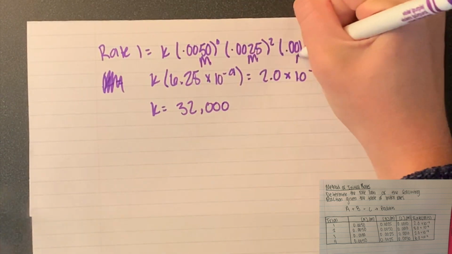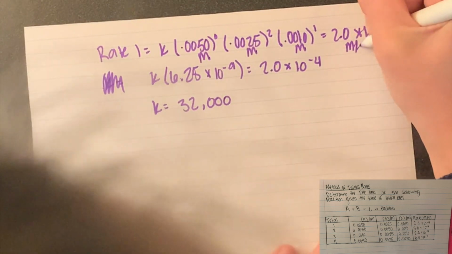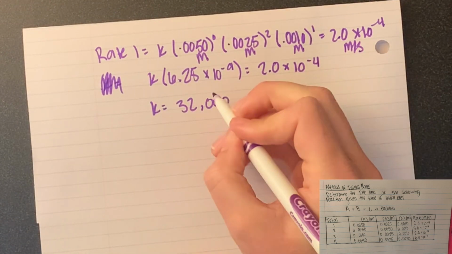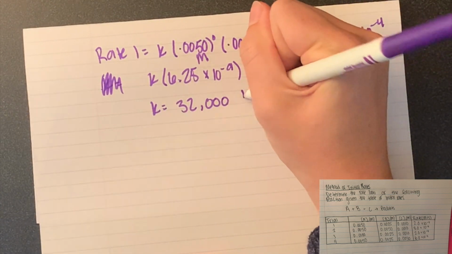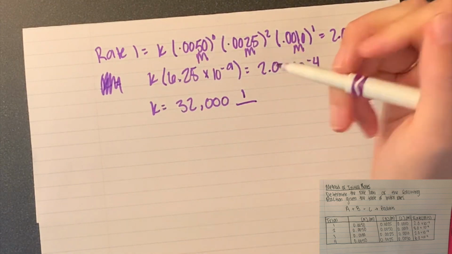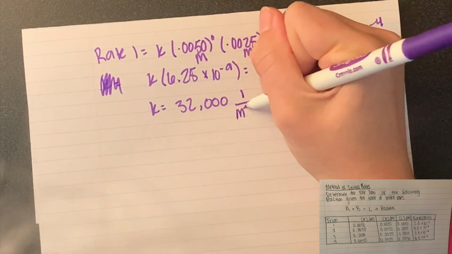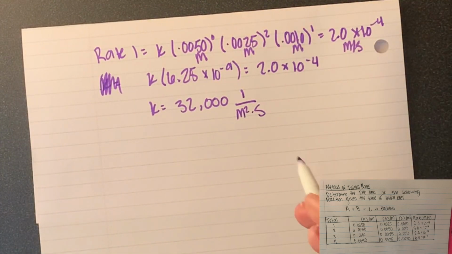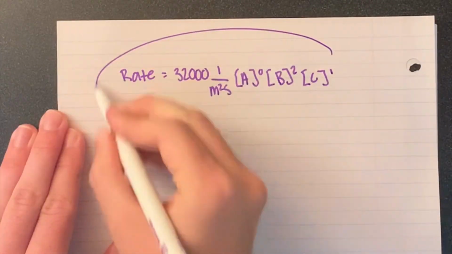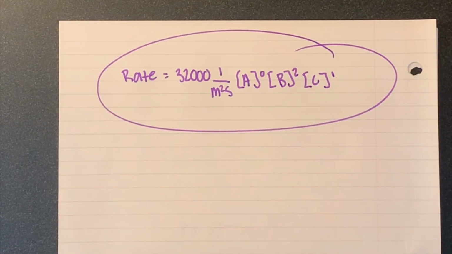is units. So each concentration is molar, and the rate is molar per second. So K has to be 1 over molar squared times seconds in order for the units to cancel out to get the correct unit. So when you plug everything in, that's what you get as your answer.